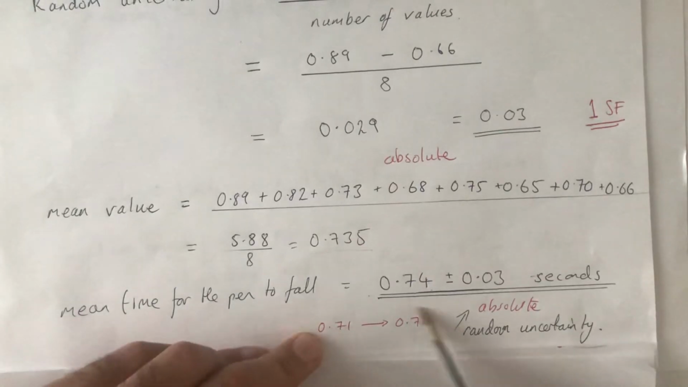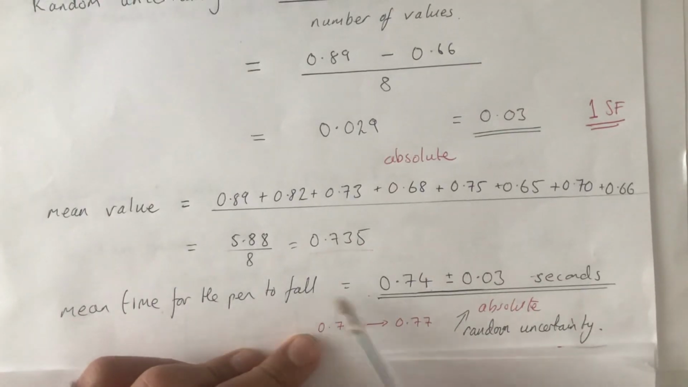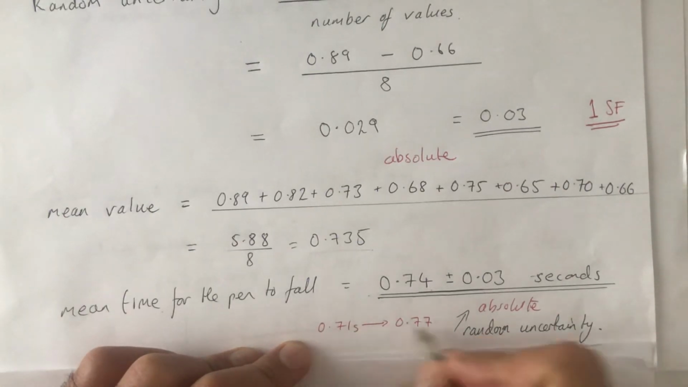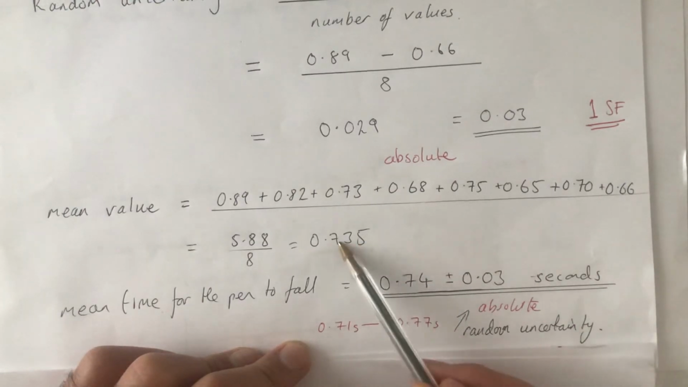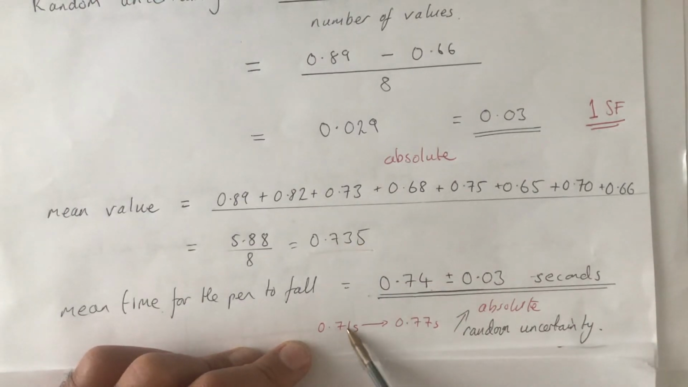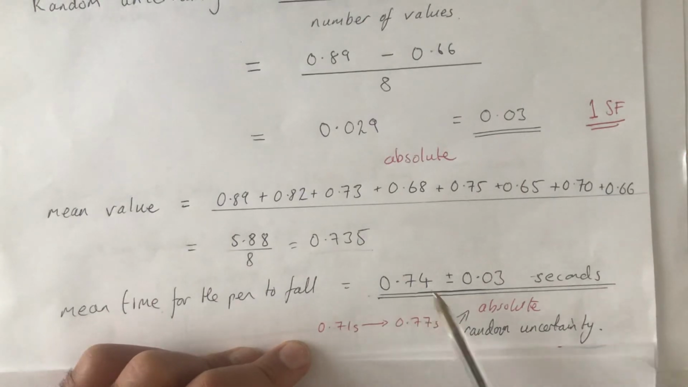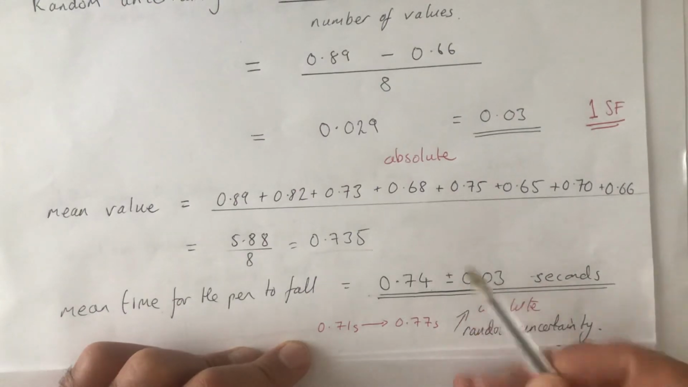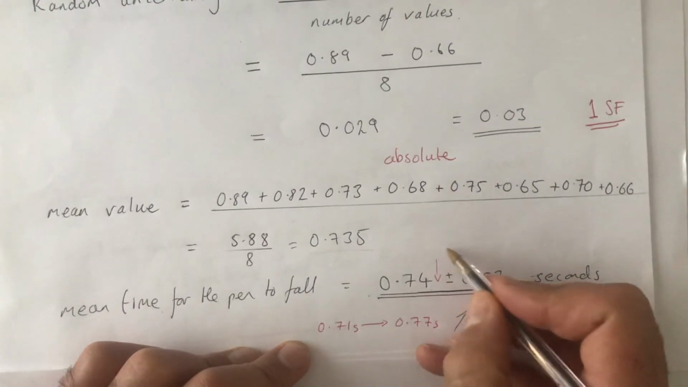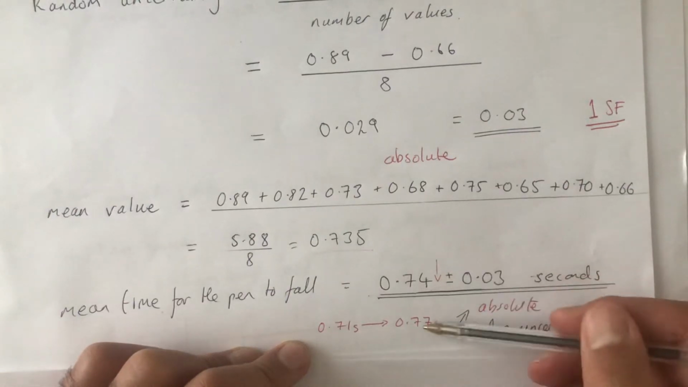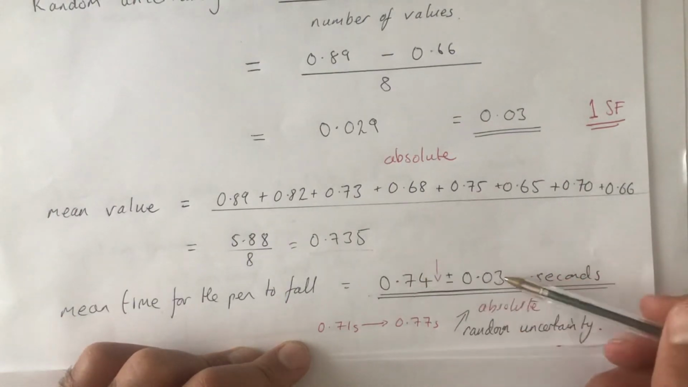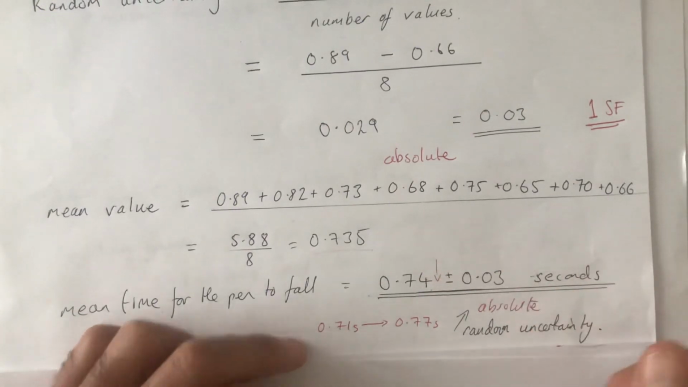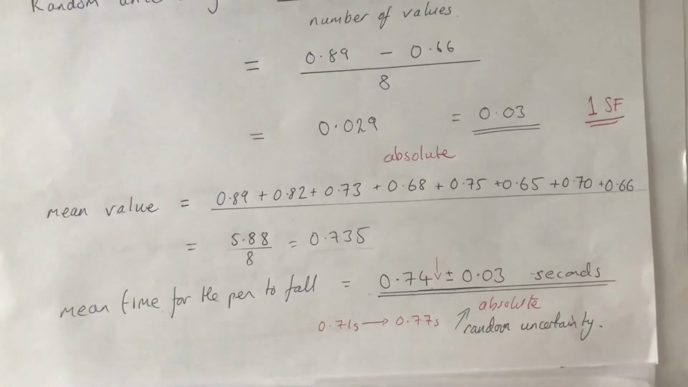So if my true value for how long it should take the pen to fall is somewhere in this range, then there's not much point me giving it to three significant figures, because I don't know if it's 0.72 or 0.75. I certainly don't know that it's 0.735. So I really cannot put a value in here, because my uncertainty is in this column, and so there's no point having anything built further down.